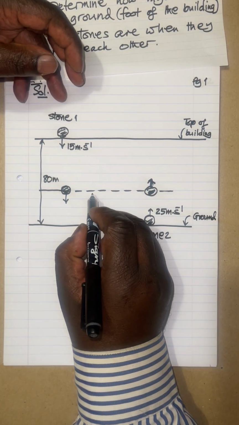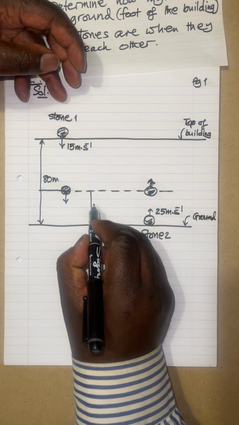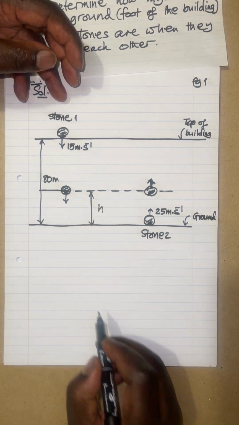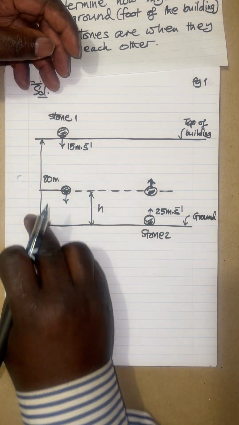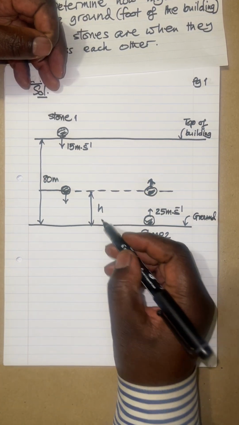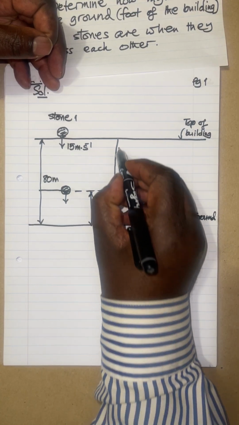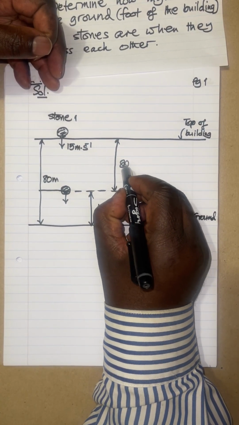Now, the question is asking us how high above the ground the stones are when they pass each other. So let's say that that's our h. We want to work out h. Now, if the total distance from the top of the building to the foot of the building is 80 meters, if this is h, obviously you can agree with me that that distance there should be 80 minus h.